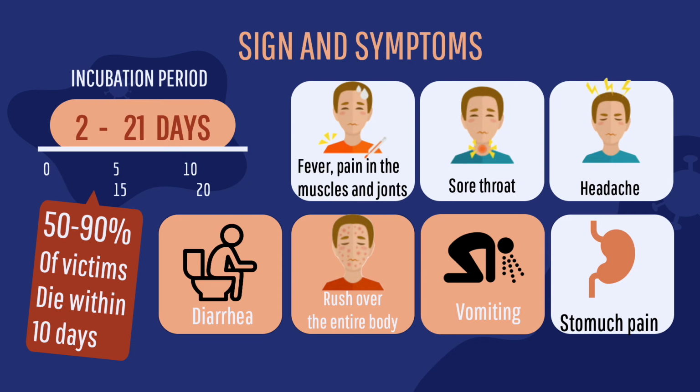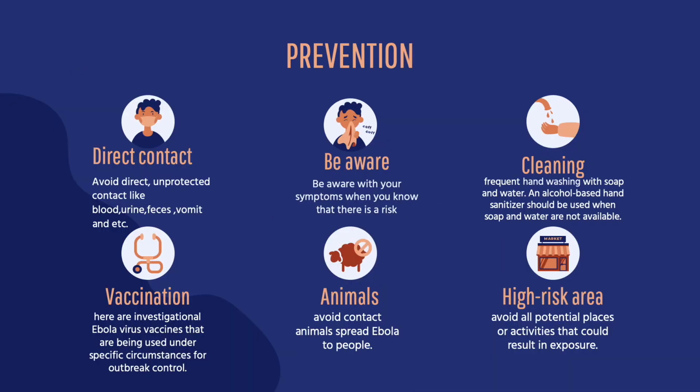And these are the ways that we can stay safe from Ebola. First, avoid direct or unprotected contact with blood, urine, feces, vomit, or anything else. Next, be aware of your symptoms when you know that there is a risk. Third, clean frequently, washing hands with soap and water, and alcohol-based hand sanitizer should be used when soap and water are not available. And next, vaccination.